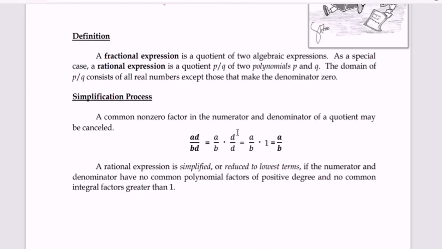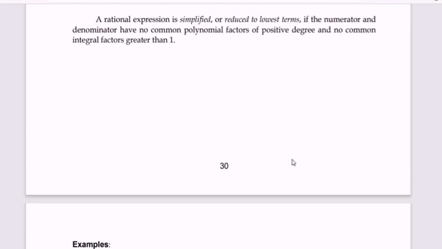So we know that D over D is equal to 1. Therefore, it is equal to A over B times 1. Therefore, our final answer is A over B. So, a rational expression is simplified or reduced to lowest terms if the numerator and denominator have no common polynomial factors of positive degree and no common integral factors greater than 1. Again, its goal is to reduce to lowest terms.